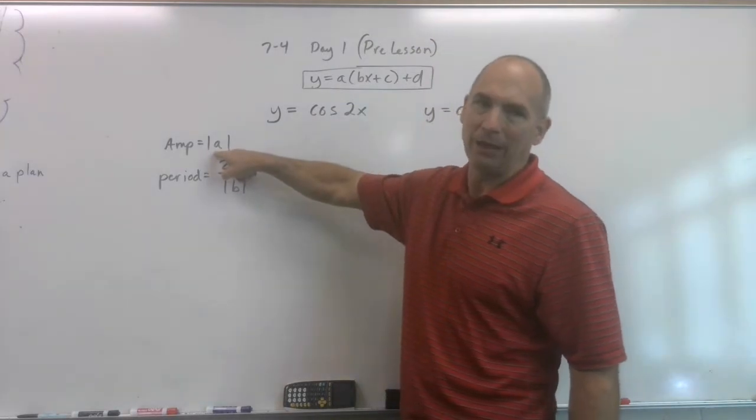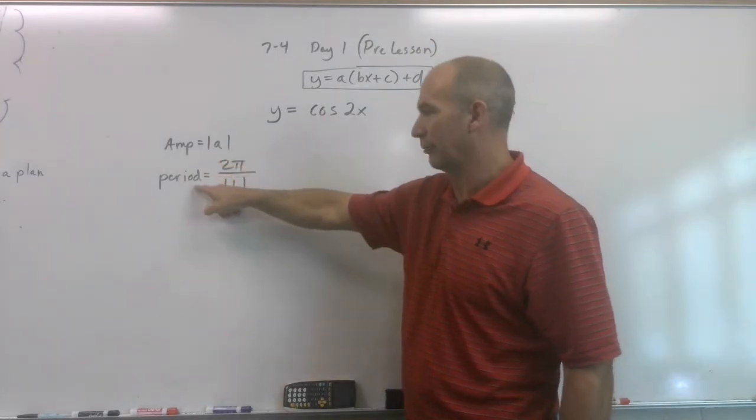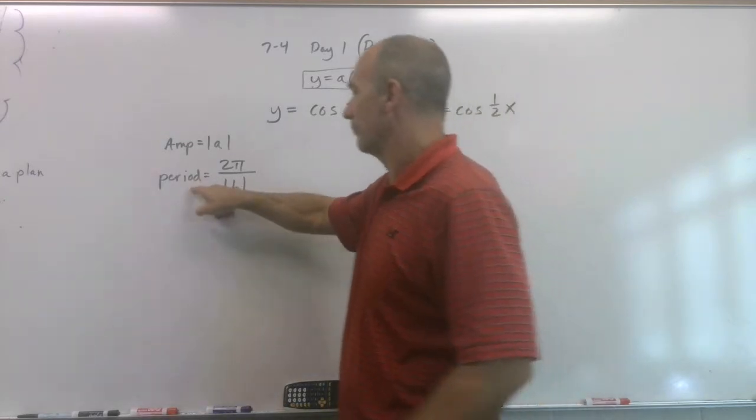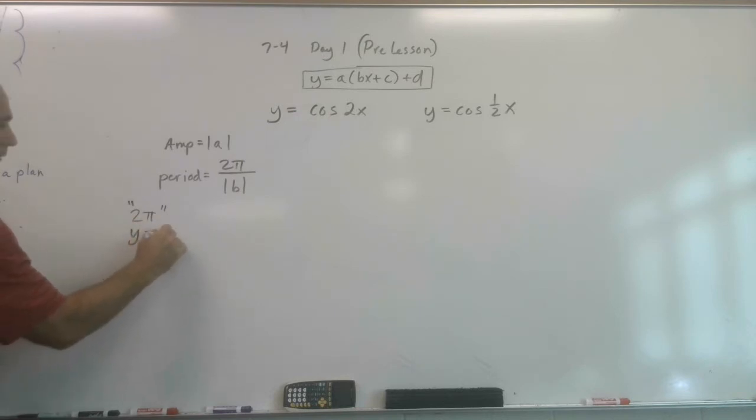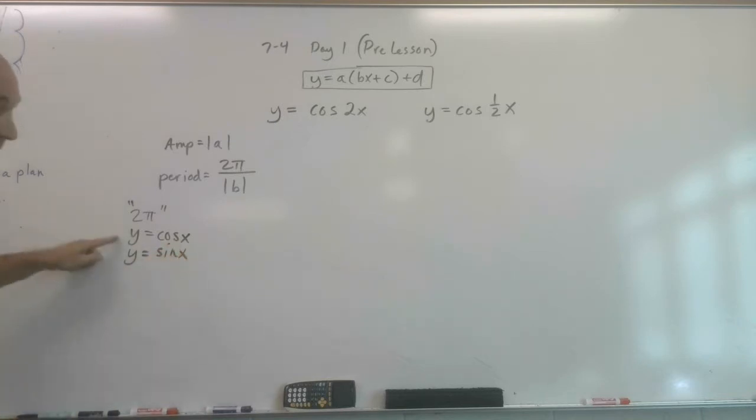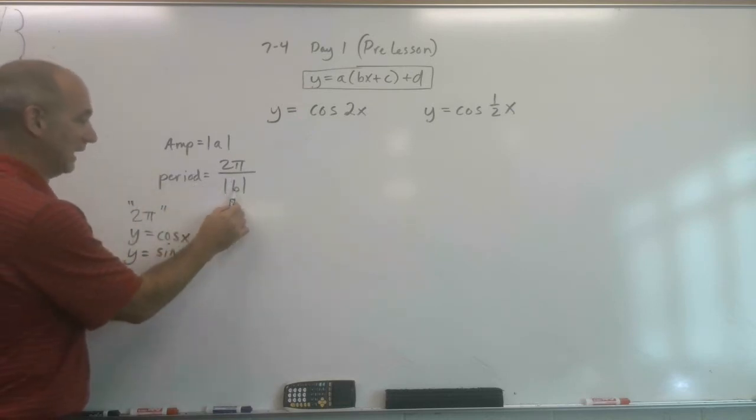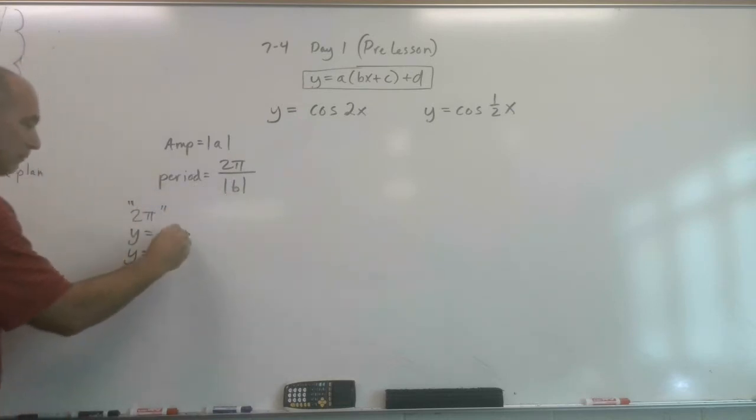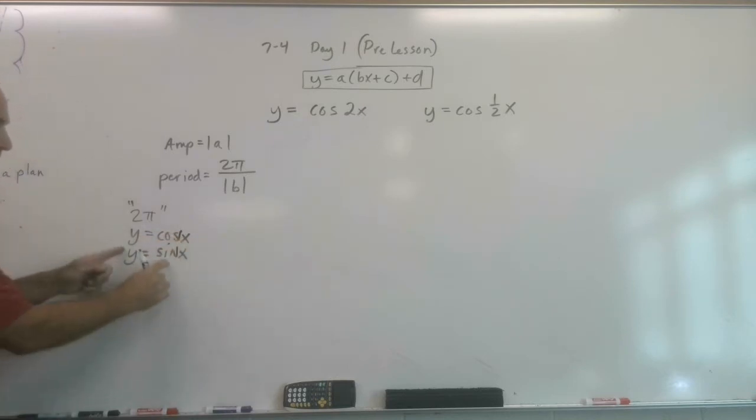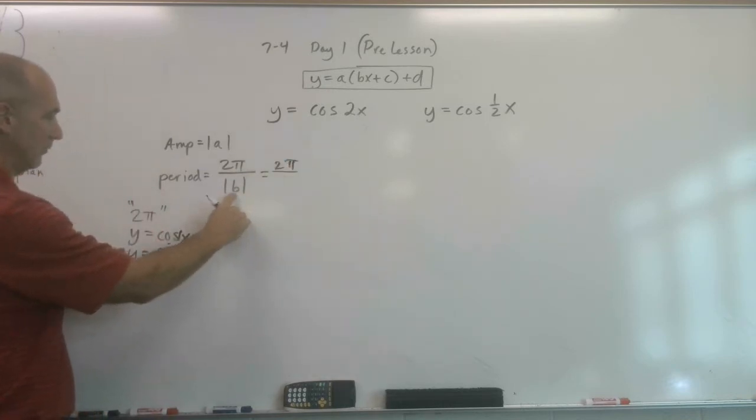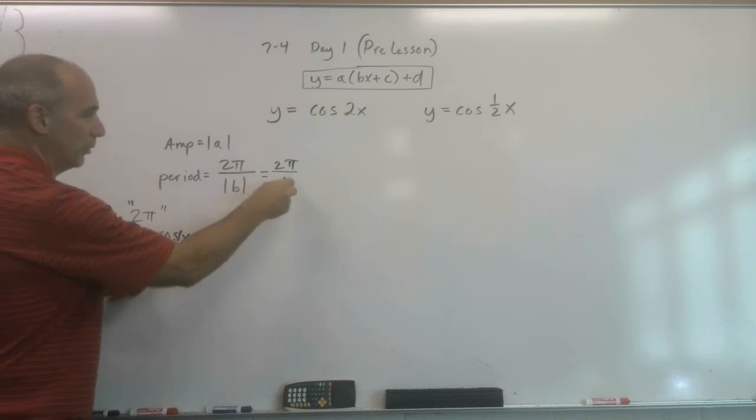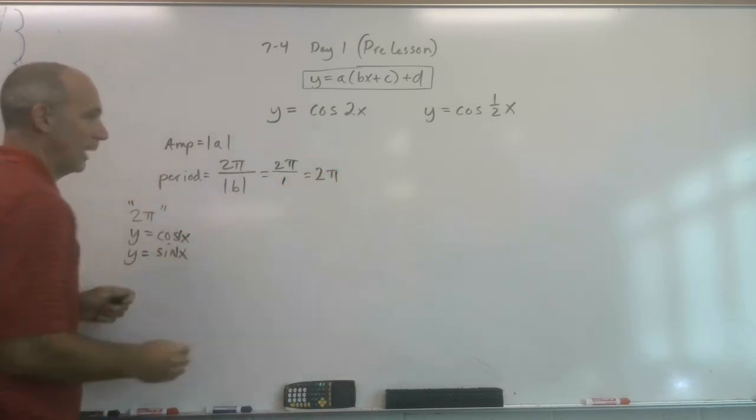Amplitude, absolute value of A. Yep, you're aware of that. Period. Here's a formula. Listen carefully. I've told you that 2 pi is the normal period for cosine, and it's the normal period for sine. Now, there's a huge clue. If B is 1, and we put that in the formula here, we'd get 2 pi all over the absolute value of 1. Both of these are 1s. And what would that reduce to? That'd reduce to 2 pi.